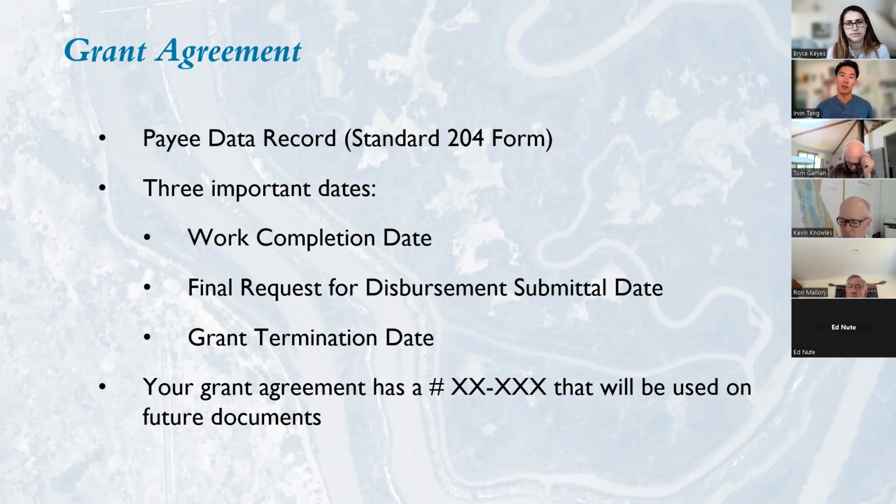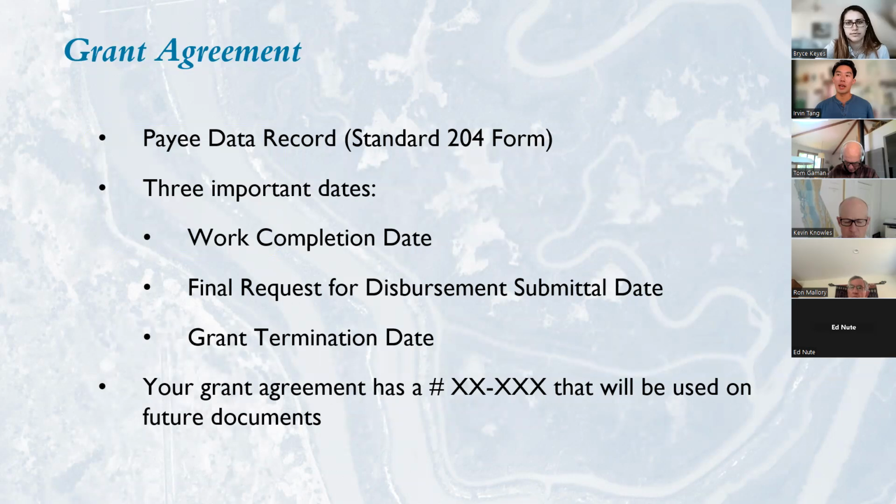So that's the payee data record. And on that form, you will fill out the address for where you would like your reimbursement check to be sent. On the grant agreement, there are three important dates that we would like to highlight. The first one is the completion date.